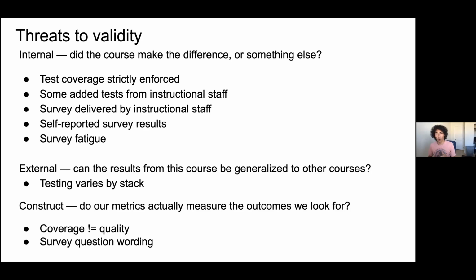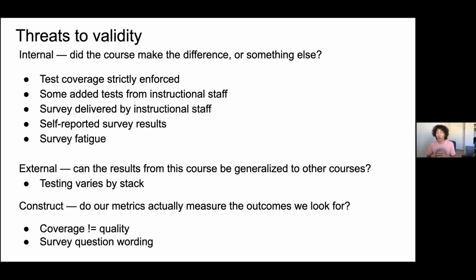Some of the added tests were from instructional staff, but we do not believe this to be a large percentage of the tests. We would be surprised if it was over 100 or if it was even over 50 tests. Furthermore, the surveys were delivered by instructional staff, which again can introduce bias, as students may believe that their responses may have some direct or indirect impact. We tried to limit this by telling students that their responses were completely anonymous, and they were completely anonymous. The only thing we could track was the RFIDs, but there's no assignment from student to RFID.